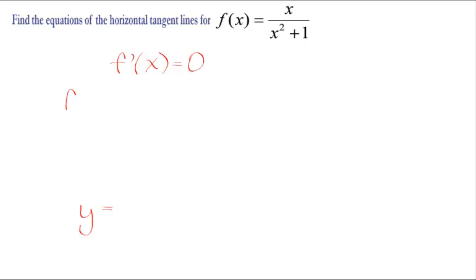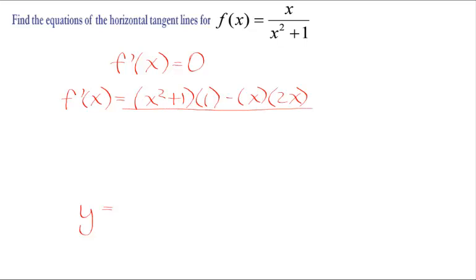So I need to find the derivative of this function. I have to use the quotient rule. Bottom d top minus top d bottom over bottom squared. And I want to know where that equals 0. This is the case where I need to do some algebra to clean this function up so that I can determine when its outputs are going to equal 0.